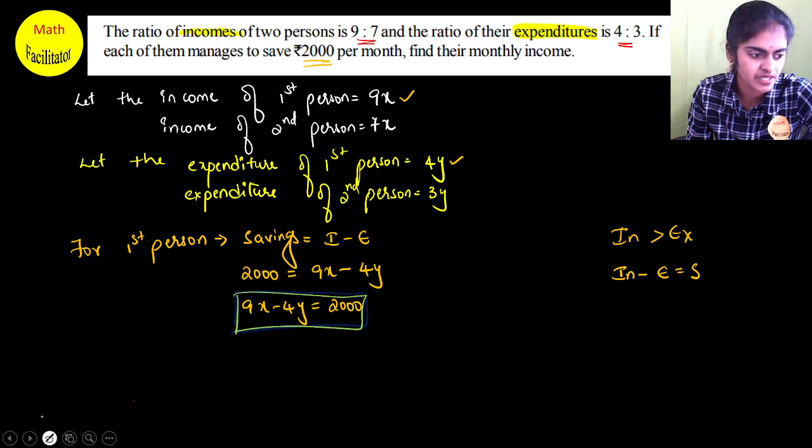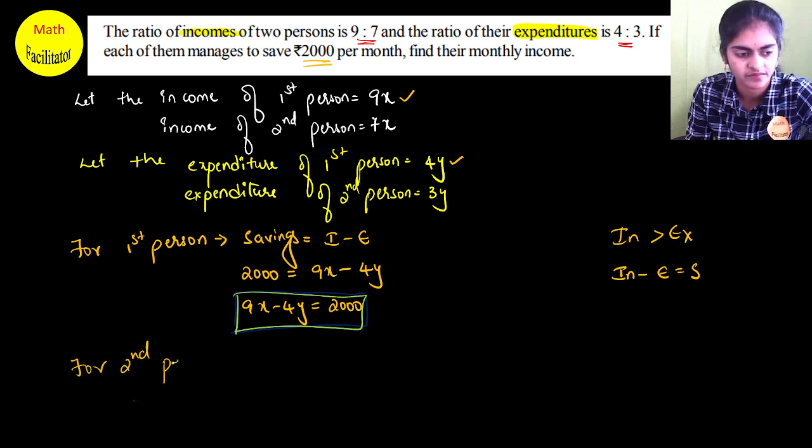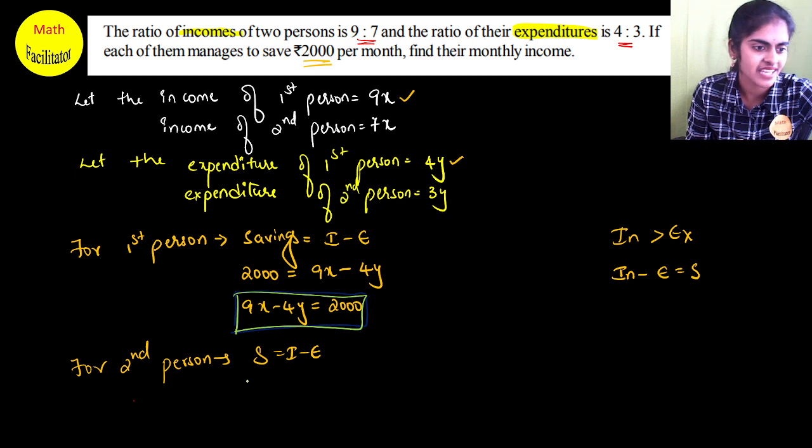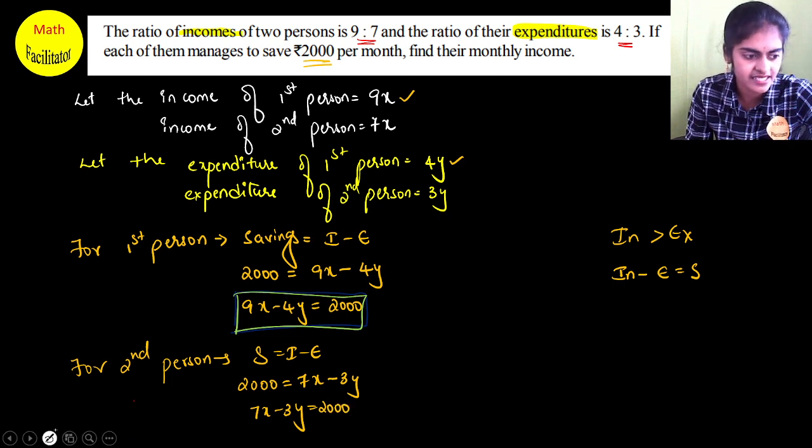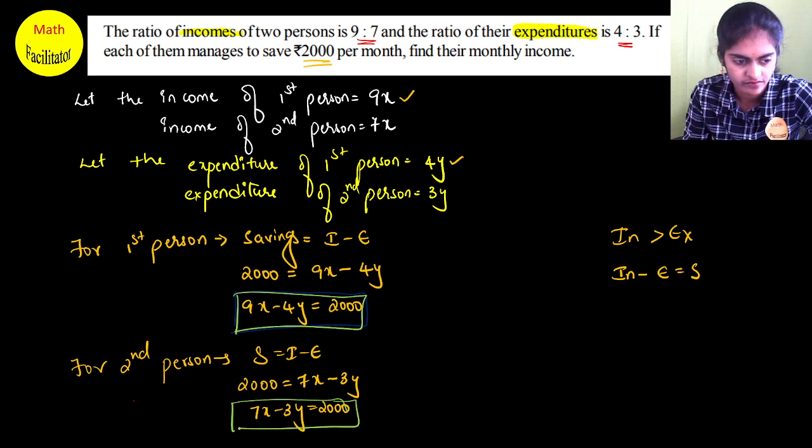Similarly for the second person, savings is equal to income minus expenditure. So savings are 2000 is equal to income of the second person, which is 7x, minus expenditure, 3y. So I have 7x minus 3y is equal to 2000. This is the second equation.